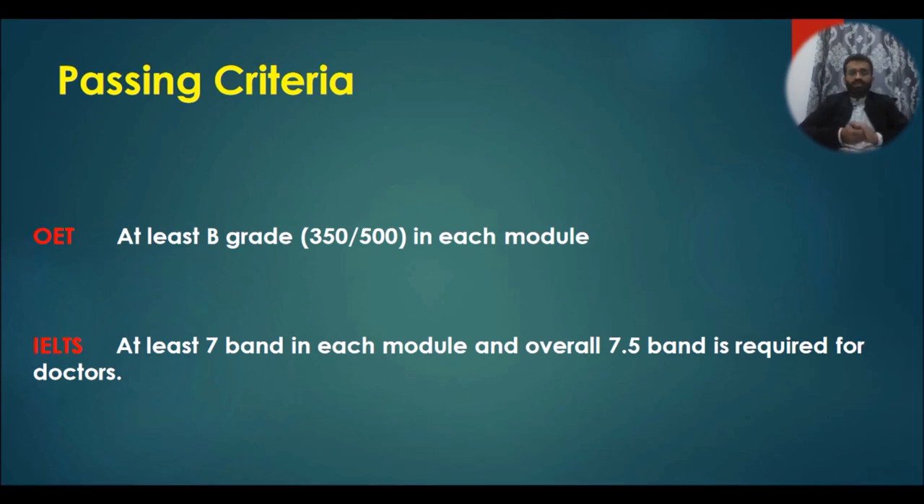Let's talk about the passing criteria of OET and IELTS. In IELTS they assess you in the form of bands, and in OET your passing assessment would be in the form of grades. If you get 350 marks out of 500 in each module, you will get a B grade, and that is required for doctors in OET. On the other hand, for doctors in IELTS at least a 7 band is required in each module, and an overall 7.5 band is required to pass the IELTS examination.